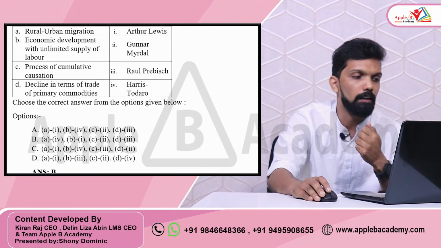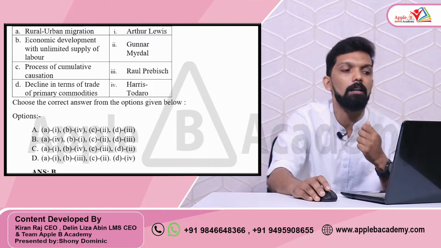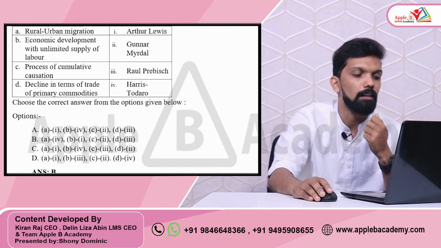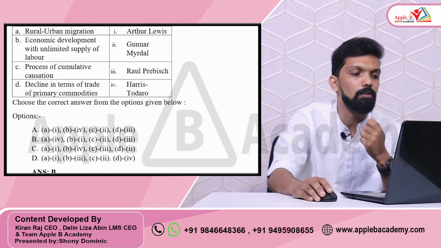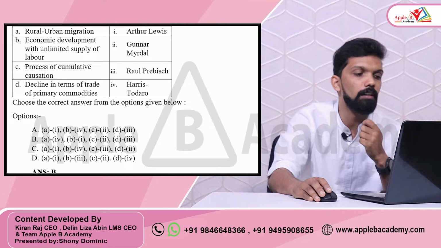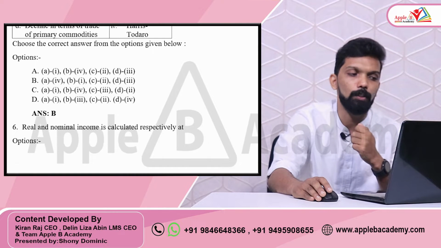So the first one, rural urban migration, is connected with Harris Todaro. The economic development with unlimited supply of labor is connected with Arthur Lewis, and the third one, the process of cumulative causation, is connected with Gunnar Myrdal. The last one, decline in the terms of trade of primary commodities, Raul Prebisch. Okay, the right answer is option B.